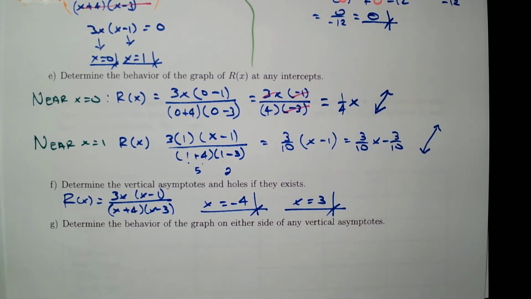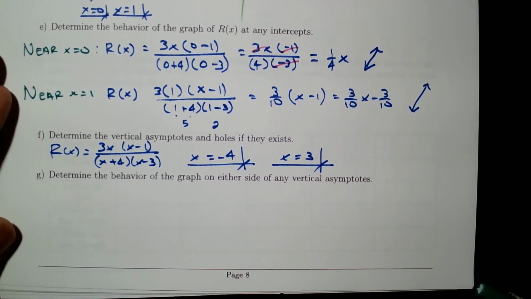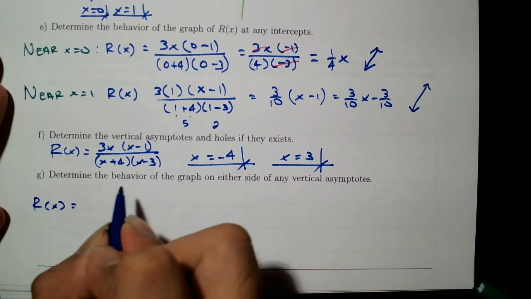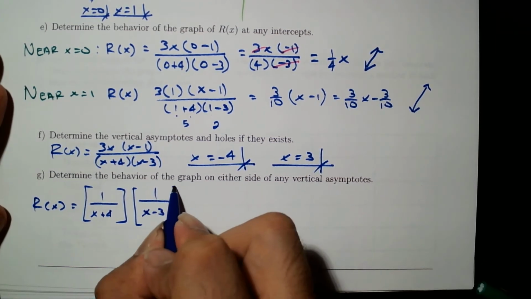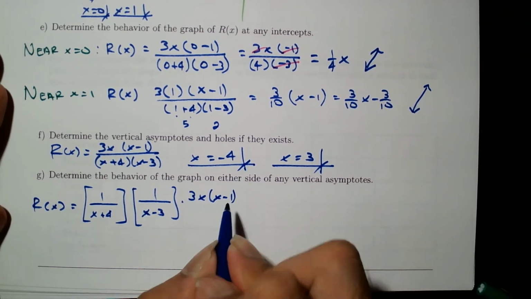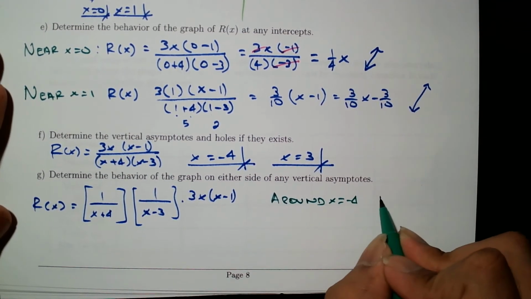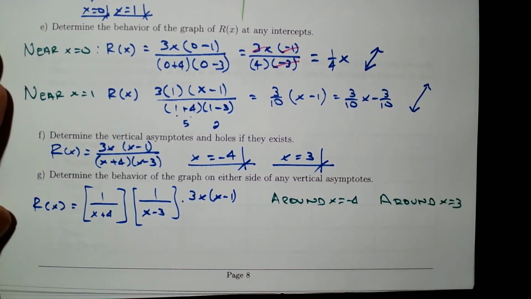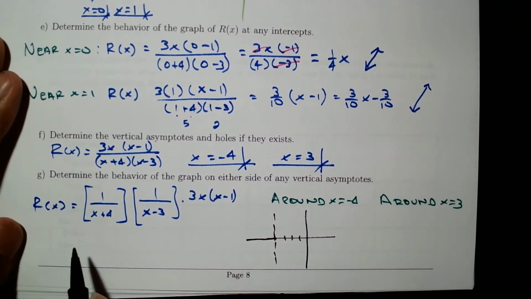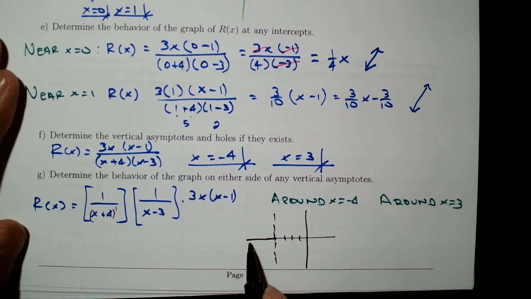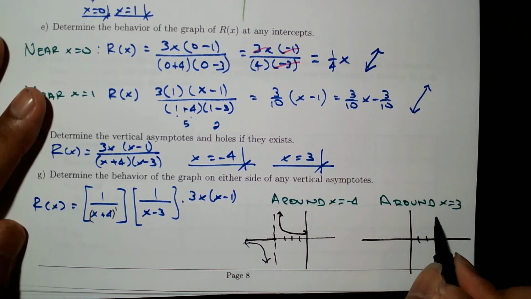Determine the behavior of the graph on either side of any vertical asymptote. So that's where we are going to write the function in a slightly different way. r of x is the same as saying 1 over x plus 4, times 1 over x minus 3, times 3x times x minus 1. So around x equals negative 4 and around x equals 3, we're going to have two asymptotes. One of them is at negative 4, and the multiplicity of this one is 1, which is odd. So that means we're going to have something looking like this. And around x equals 3, asymptote.